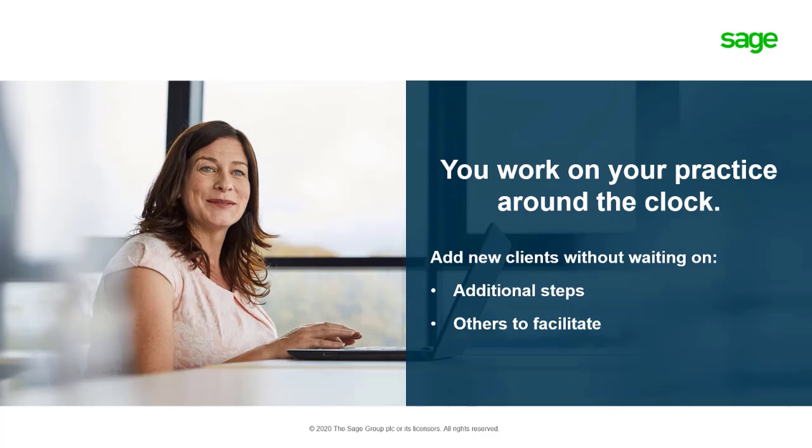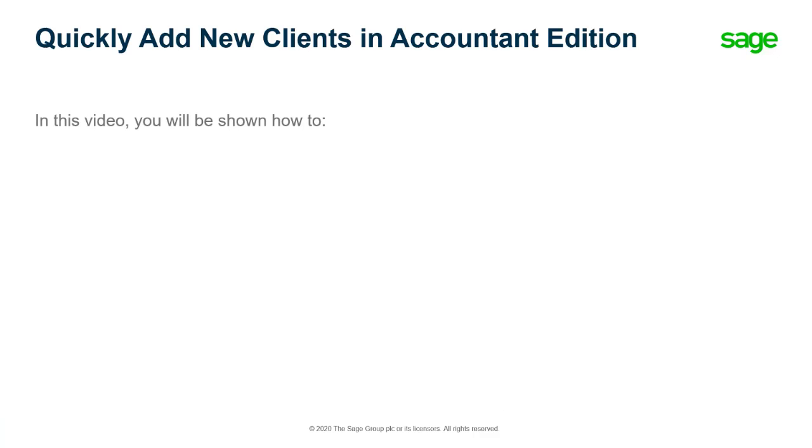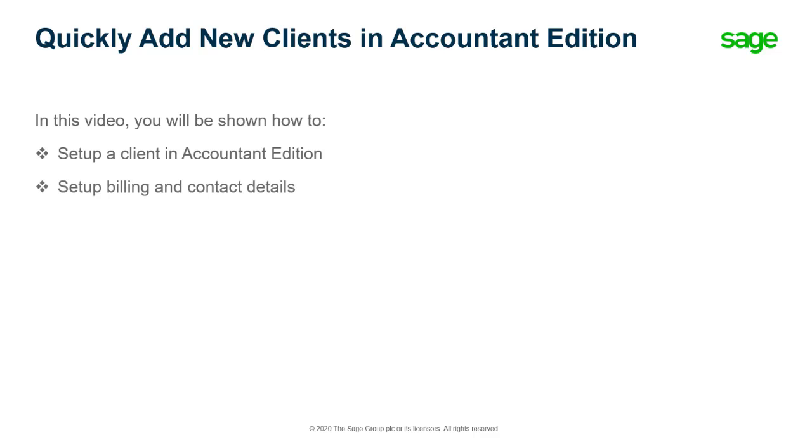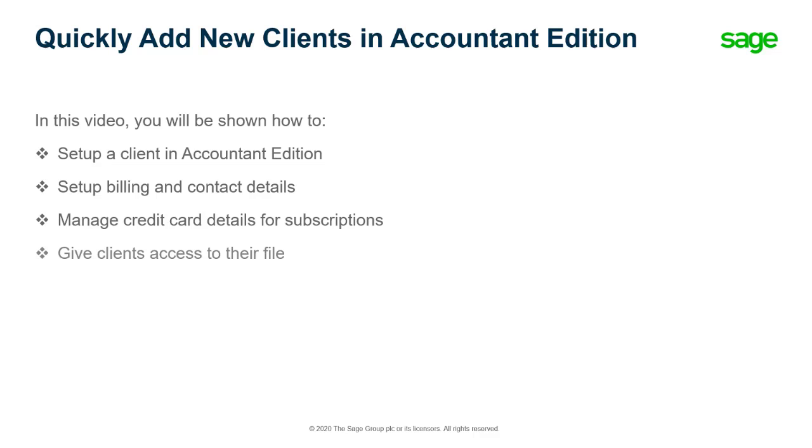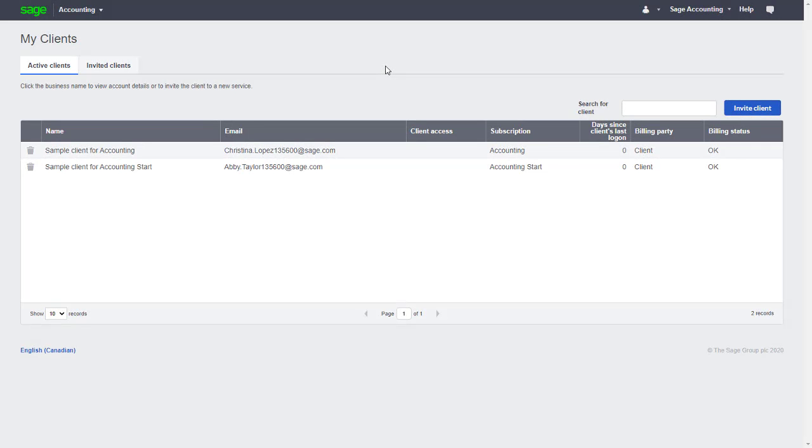With the Accountant edition, you can get new clients set up and start working on their books fast when it best fits your schedule. In this video, you'll learn how to set up a client in Accountant edition while retaining ownership of the file. Set up billing and contact details of the subscription without having to wait for additional steps. And manage the credit card details for subscriptions you've sold through Accountant edition. You'll also learn how to give your client access to their file and how to transfer ownership of a subscription to a client. Let's get started setting up a new client.